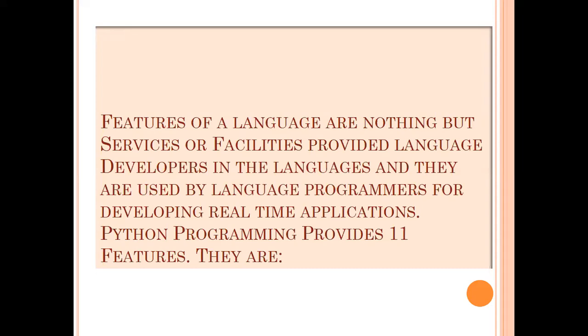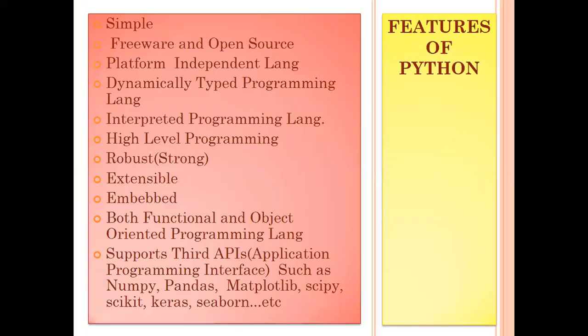Okay, so we were talking about the features. What are they? They are the facilities provided by the language developers in the language and used by language programmers for developing real-time applications. Python has 11 features. First is simple. Second is freeware and open source, as I've already told you. Third, I've told you it's a platform independent language. Fourth, dynamically typed programming language. Then interpreted programming language, high level programming language, robust, extensible, embedded, both functional and object-oriented programming language. It also supports third-party APIs, such as NumPy, Pandas, Matplotlib, SciPy, Scikit, Keras, etc.